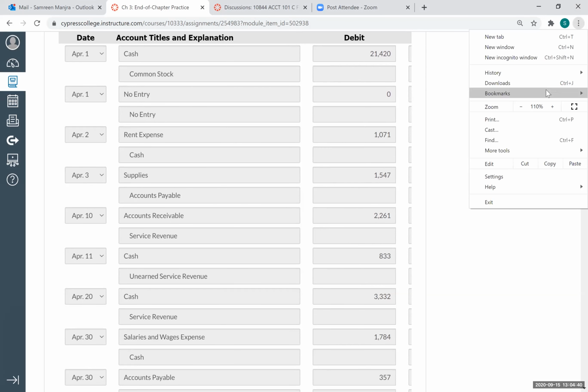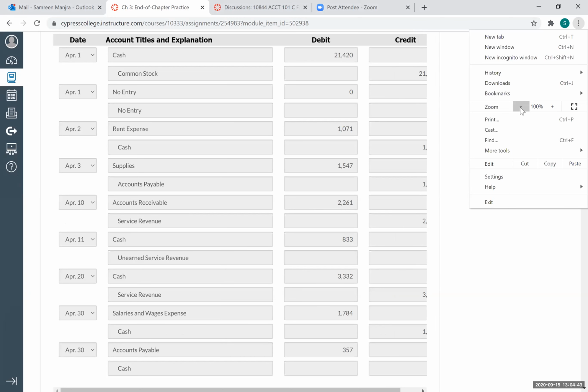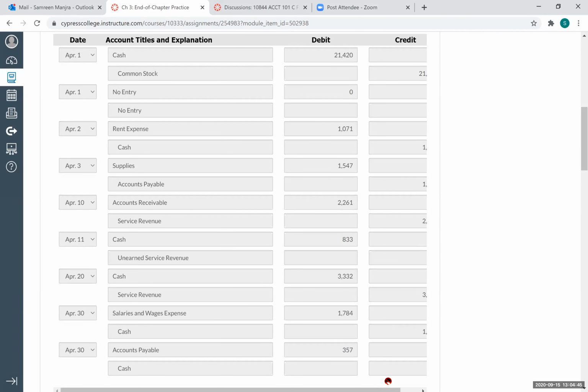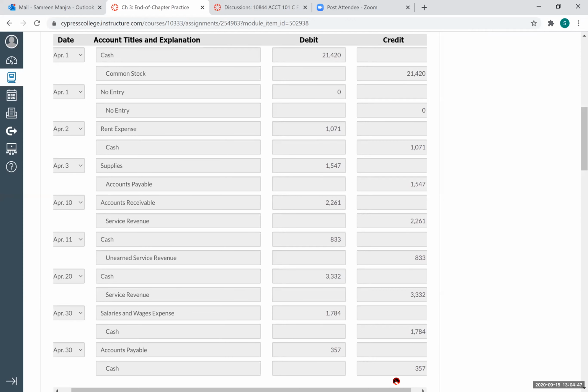And I will be zooming out just a little bit in order to capture a little bit more of the screen here. All right. So for each transaction, we have the date, we have the accounts that are being impacted, and we have the amounts that are either going to be recorded as a debit or a credit. So one by one, you should include the account titles and the corresponding amounts in either the debit or the credit column.